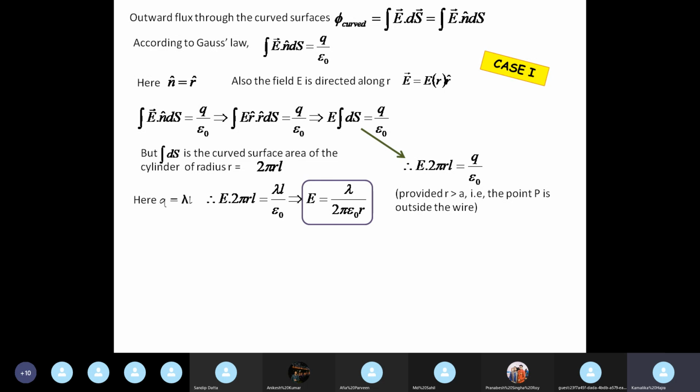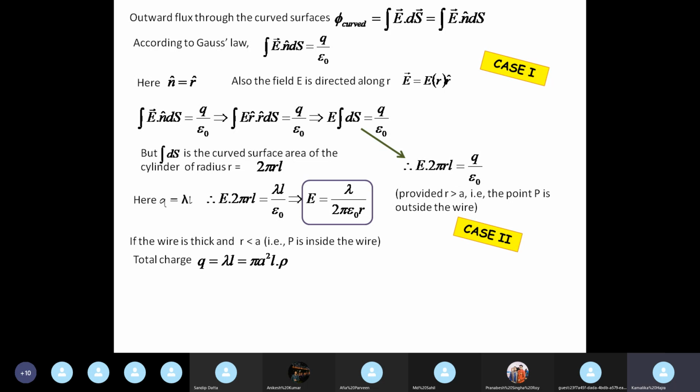Let's call this case 1, because there might be a situation where the wire is not so thin. In this case the wire is extremely thin, a is very, very small, so that the point P is always outside. But suppose the wire is thick, and r is less than a, that is, we are considering a point P which is inside the wire. Let us call this case 2. So in that case, what will we do? How will we apply Gauss's law?